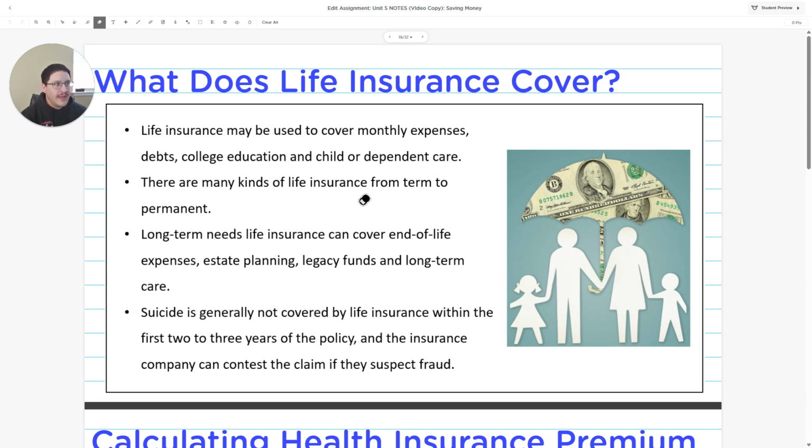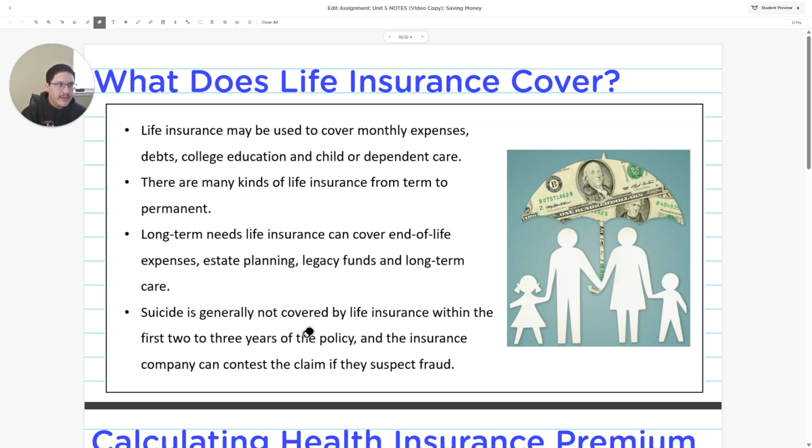There are many kinds of life insurance from term to permanent. Long-term needs life insurance can cover end-of-life expenses, estate planning, legacy funds, and long-term care. Suicide is generally not covered by life insurance within the first 2 or 3 years of the policy, and the insurance company can contest the claim if they suspect fraud.